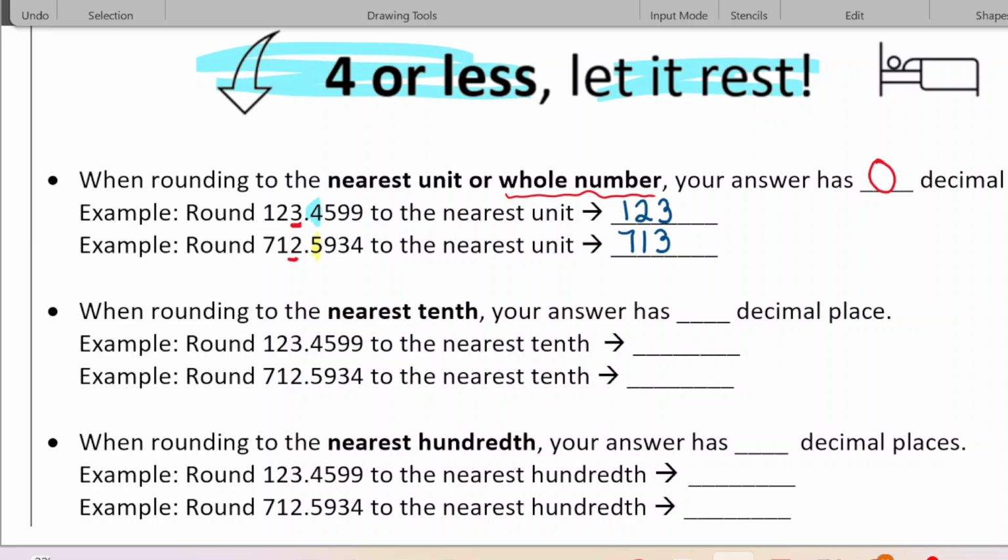Okay, next let's round to the nearest tenth. So the nearest tenth, remember, is the number right after the decimal place. That means we want to have one number after our decimal, and we want to look at the number next door. So in this first part, we have 123.45. The 4 is next to a 5. That means this is actually closer to the next highest number. So we want to round it up to 123.5. In the next example, same thing. Our 5 is next to a 9. That means we want to round this number up. 712.59 is actually closer to 712.6 if I'm rounding to one decimal place.